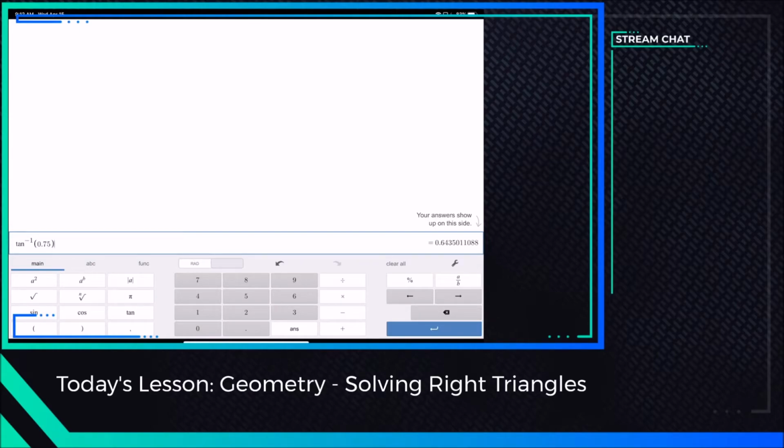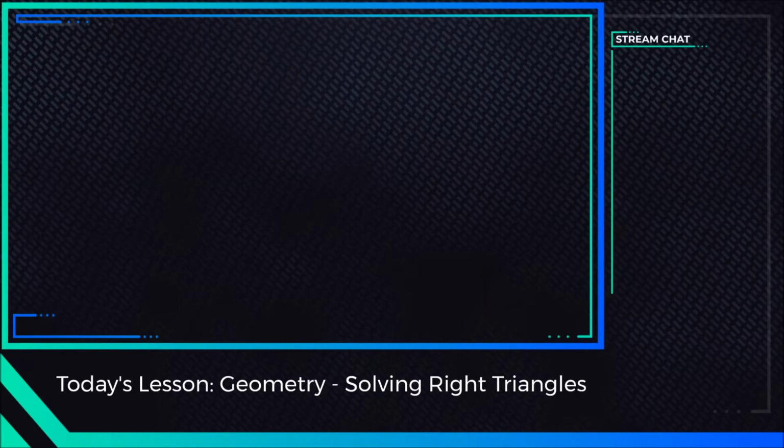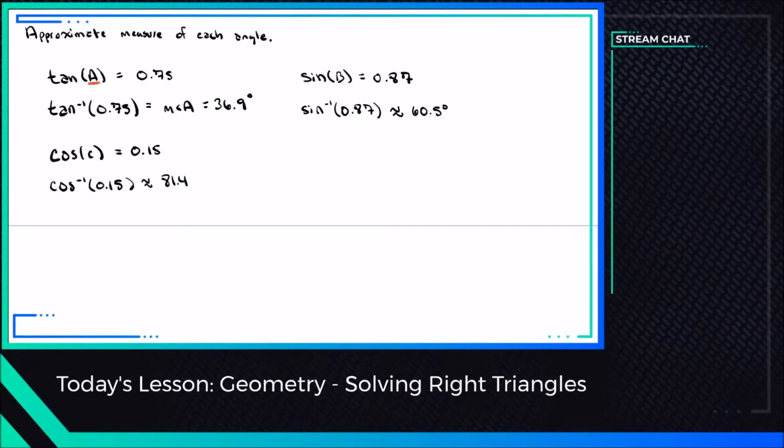And if we retype this in, you can see the answer changing. Right? You don't want an angle measurement of 0.640. You want an angle measurement of 36 degrees. So that is the difference there between degrees and radians. Very important. Make sure you have your calculator set to degrees.